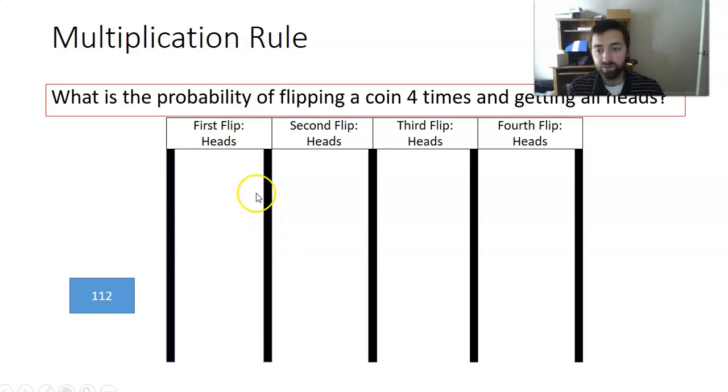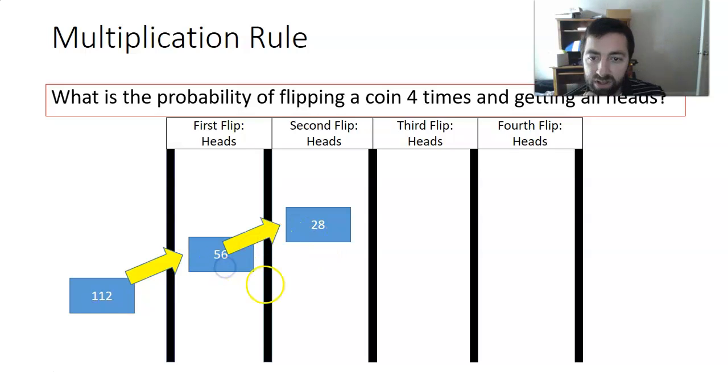So first off, how many of these 112 people do we expect to get heads the first time they flip a coin? Well, there's a 50% chance that each of these people will get heads, but a 50% chance they get tails too. So we would expect 50% of them, or 56, that's half of 112, to get heads.